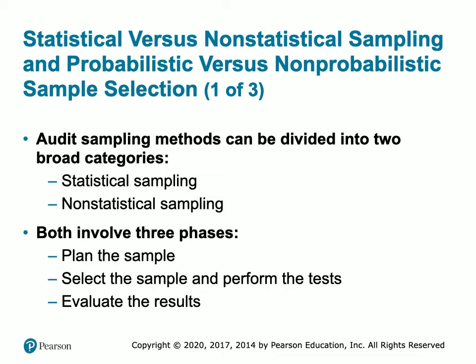Why would you use non-statistical sampling? Because it's easier. If you expect some errors, then non-statistical sampling with a larger population may be a better solution for you. If you don't expect errors and you have a relatively homogeneous population and you have the tools to be able to do statistical sampling, which are pretty widely available now because of technology, then you will apply statistical sampling.